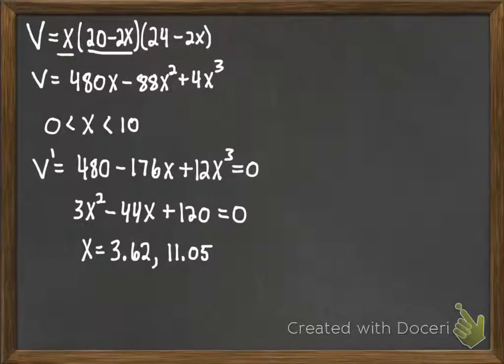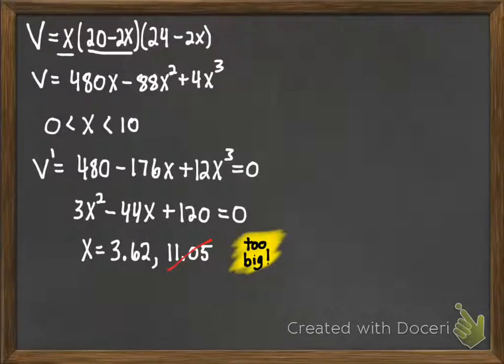I went ahead now and actually solved that and got two answers. x is 3.62 and x is 11.05. But here's where our restrictions become important. 11.05 is bigger than 10. So if we cut an 11.05 square out of each corner, we're just going to have a little strip of paper left over. So that won't work. So we can throw that away because it's too big.